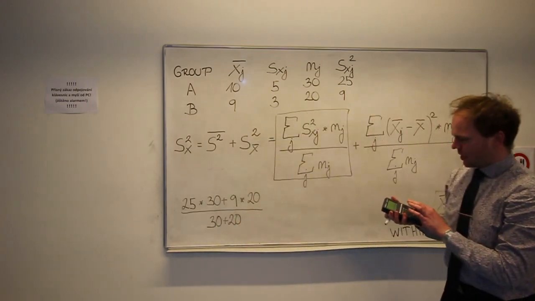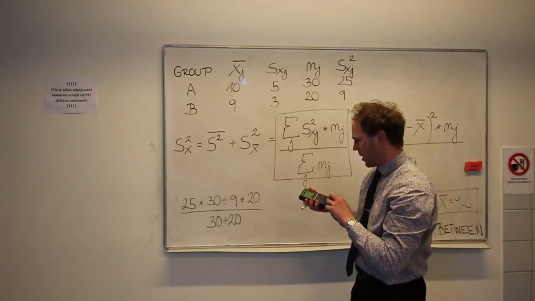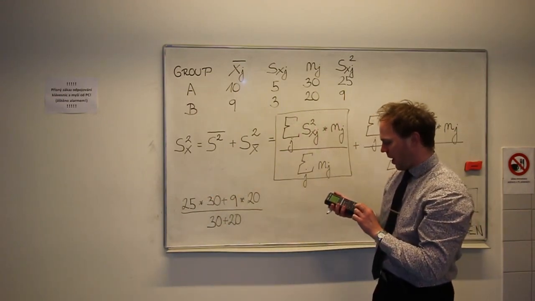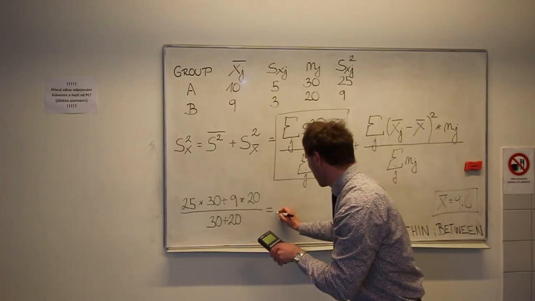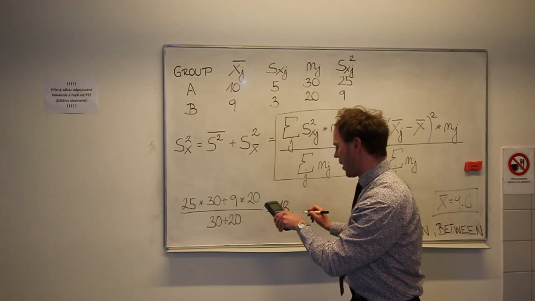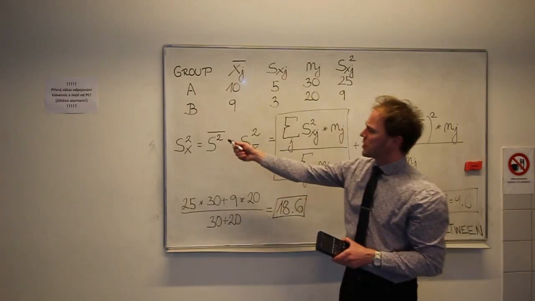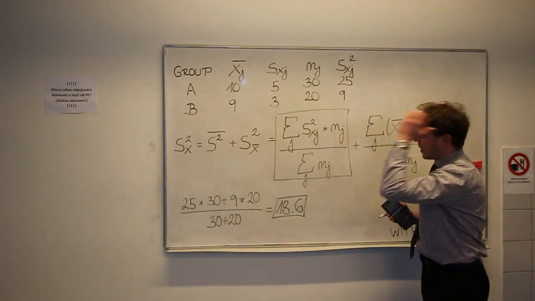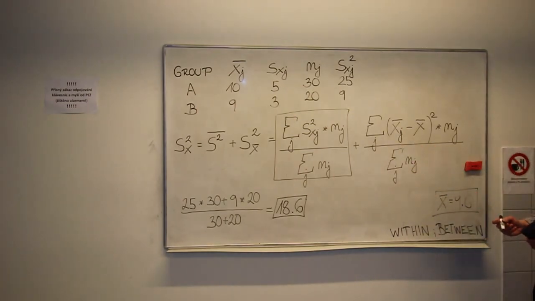You can see that it's not difficult. 25 times 30 plus 9 times 20 is 930, divided by 50. The result is 18.6. So this is the first part, the average calculated from individual variances. And now the second part.